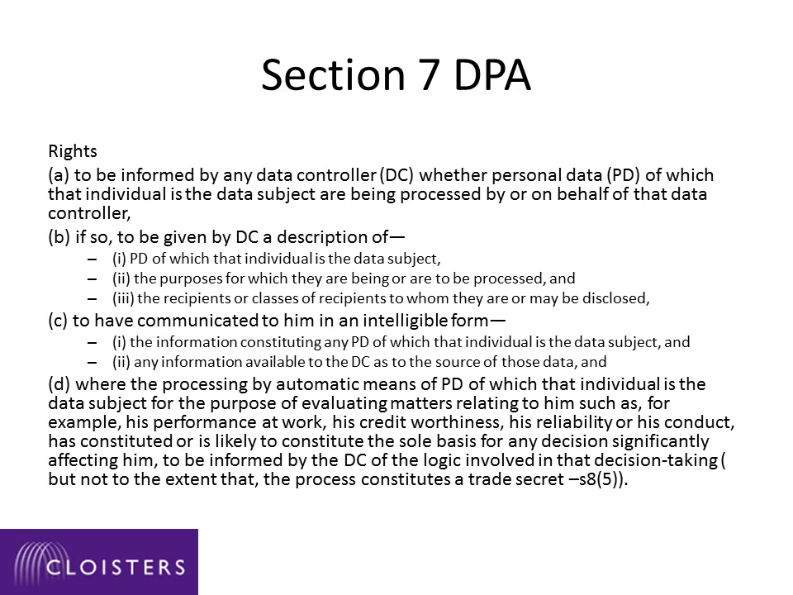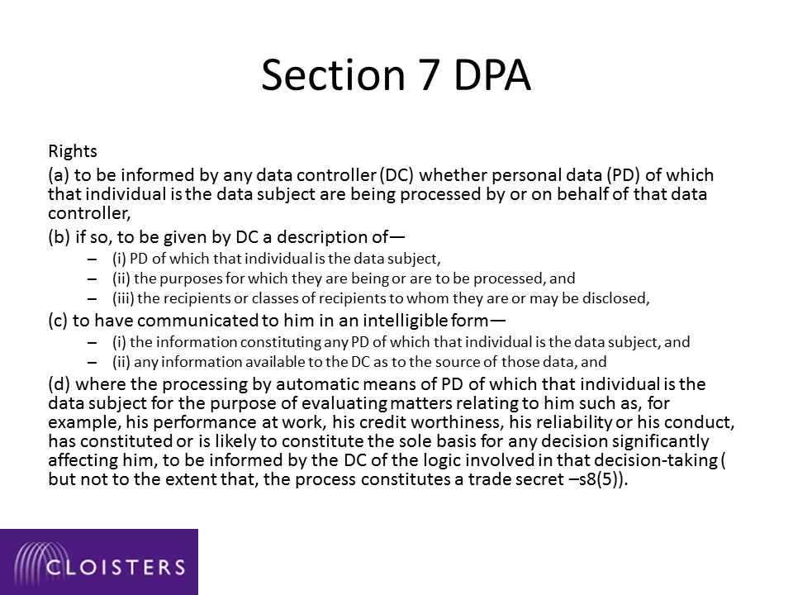The basic right under the Data Protection Act is contained in Section 7. This provides that the individual has the right to be informed by the data controller whether any personal data of which that individual is the data subject are being processed by or on behalf of that data controller. So that's right number one.